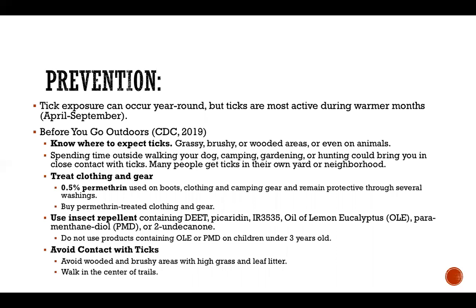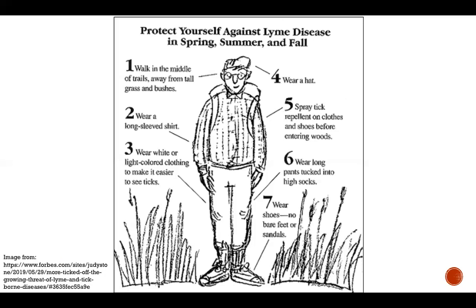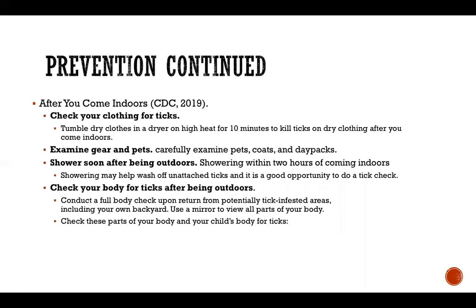Treat your clothing and gear with a 0.5 permethrin solution, or you can buy permethrin-treated clothing as well. Use insect repellent containing DEET, and avoid contact with ticks, avoiding wooded areas, bushy areas, and walk in the center of trails. So here's just another depiction of how to protect yourself from Lyme disease, as we have discussed on the last page.